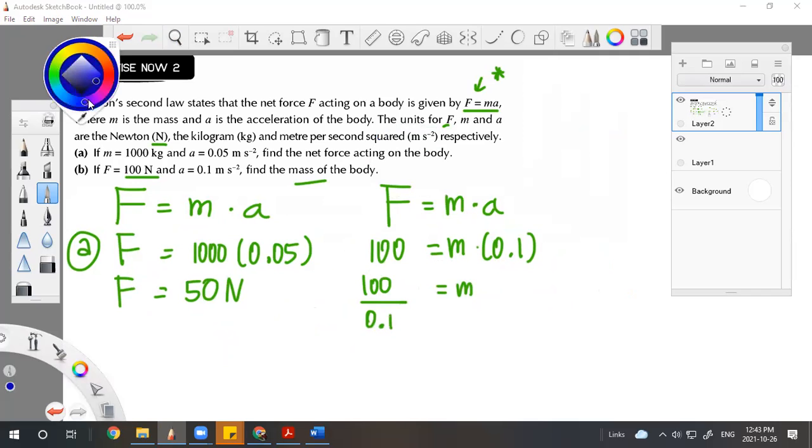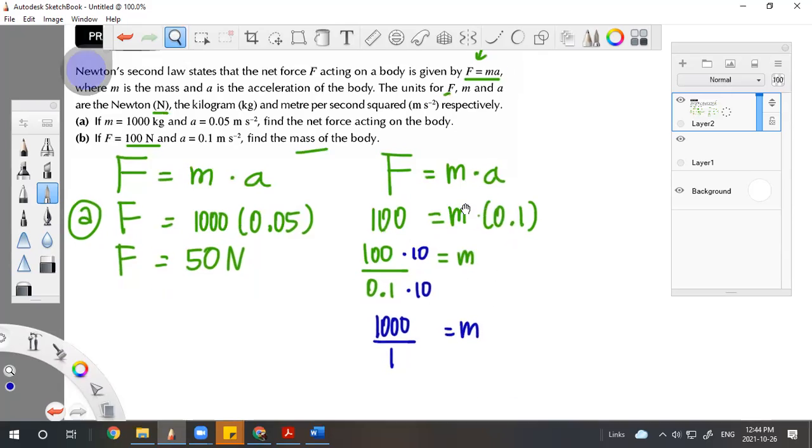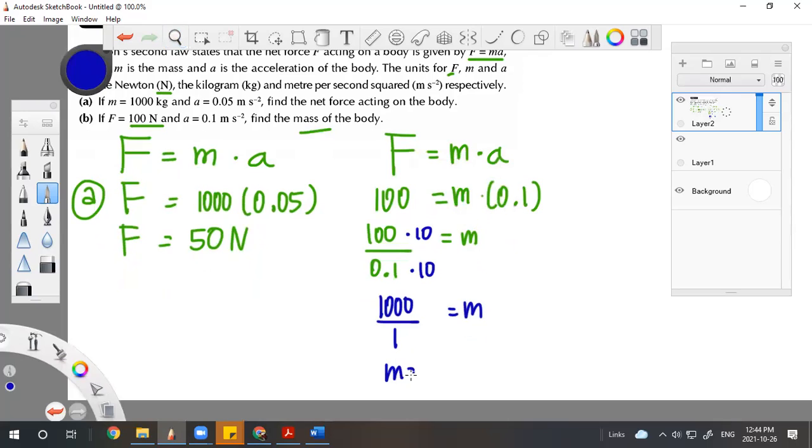And how to solve this? Again, you need to multiply by 10, multiply by 10. So 100 times 10 is 1000 over 1, right? Why do I have to multiply by 10? Because I want to annihilate the decimals. m means mass. So mass equals 1000 kilograms because the unit is kilogram. See?